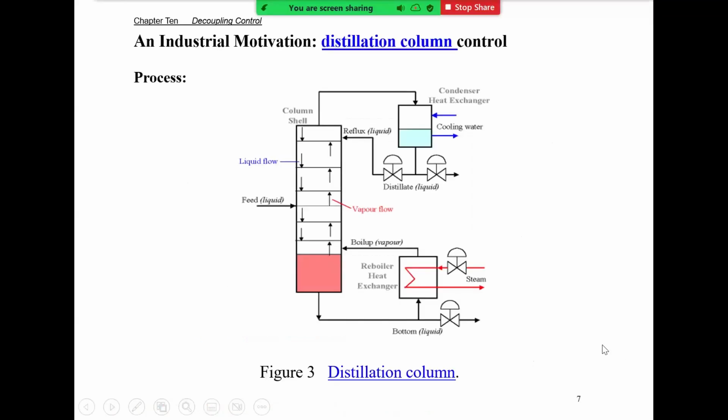Here again, let's look at the practical process control system. We call it distillation column control. Here, let's show a short video clip.